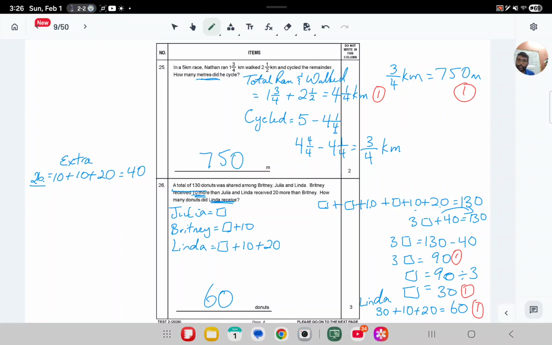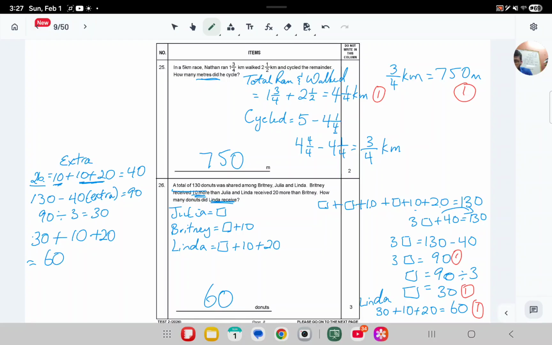So we know it was 40 extra to be shared. Brittany's amount, and Brittany plus the 20 extra to represent Linda. Alright, that is the total extra. So from the total, which is 330, we could have taken away the 40 extra to be shared, and that will leave us with 90. From this 90 now, we know we had to share this among 3 friends, so we divide by 3, so each one of them got 30. The same for Linda, we know Linda would have been that 30 plus this 10 extra plus the 20 extra, and that will give us 60. Alright, so those are both ways you could have done it.